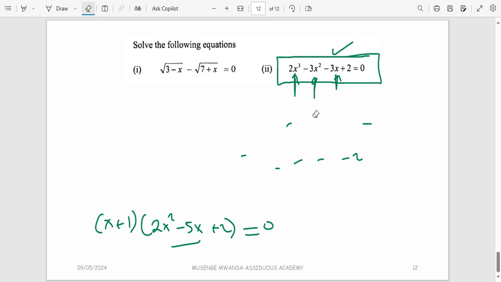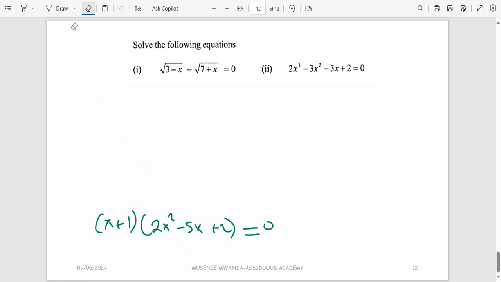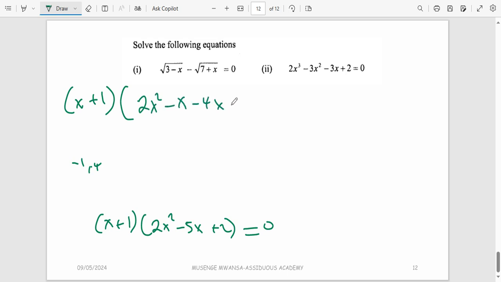So what two numbers can you multiply to get 4, and if you add them, you get 5? Anyone? So what two numbers, if you multiply them, you get 4, and if you add them, you get a negative 5? I've got negative 1 and negative 4. So we're going to say 2x squared, negative x, negative 4x, and then plus 2 is equal to 0.